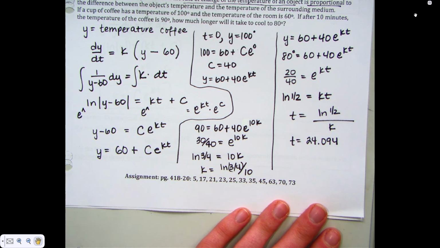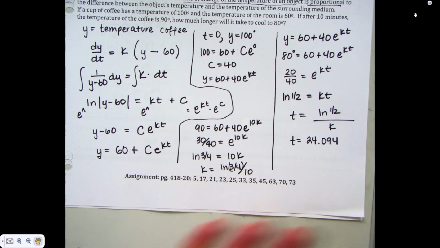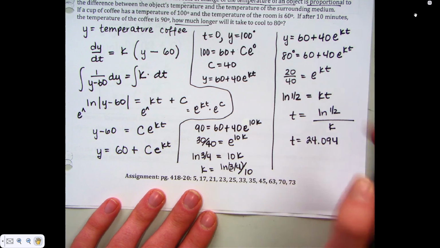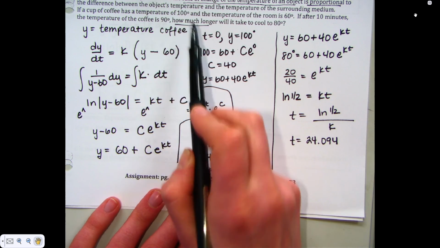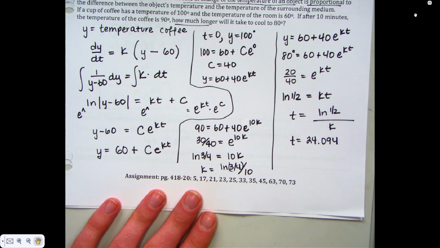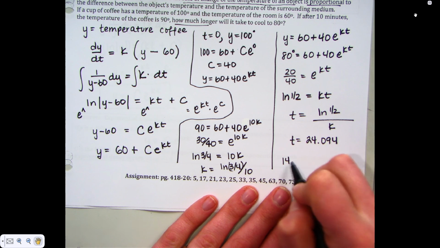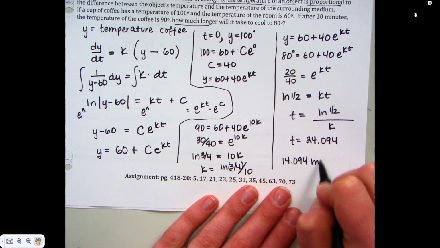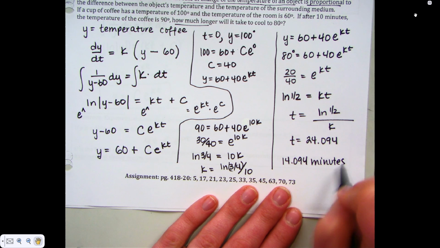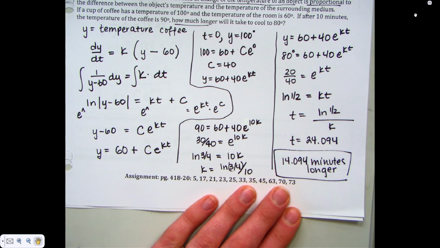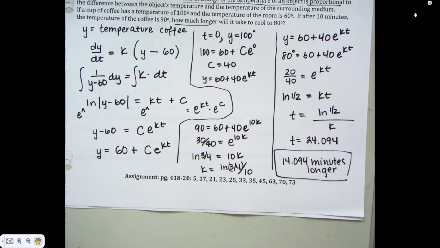There is one glitch to this question. Always go back and reread your question. How much longer? So after 10 minutes, I got to 90. How much longer would it take me to get to 80? So it's going to take me 14.094 minutes longer. Gotta wait about 14 more minutes to drink my coffee at that perfect temperature.